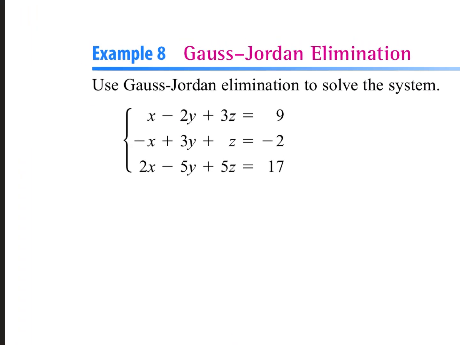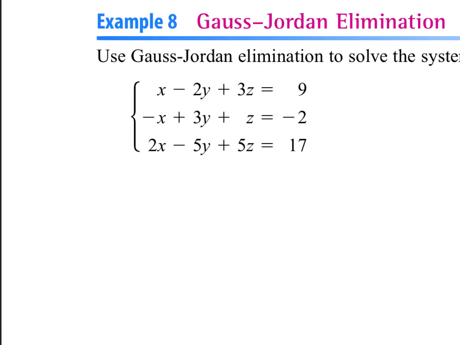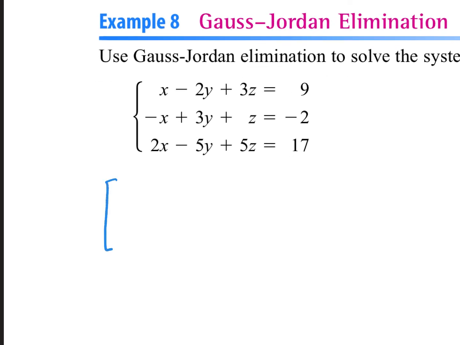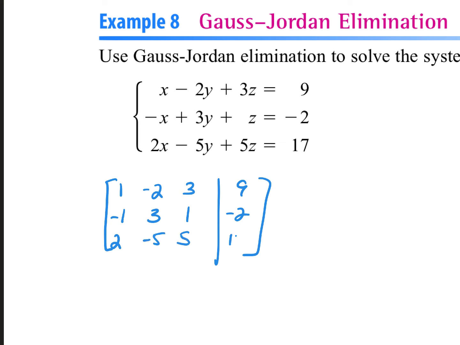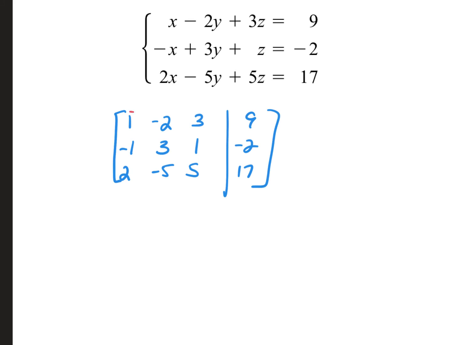All right, what's my first step? Write the augmented matrix. Let's write it out. So I have 1, negative 2, 3, and 9, correct? Negative 1, 3, 1, negative 2, 2, negative 5, 5, 17. Do not make things harder than they need to be. Do I need to do anything to the first row? No. Look, I already have a positive 1 there.